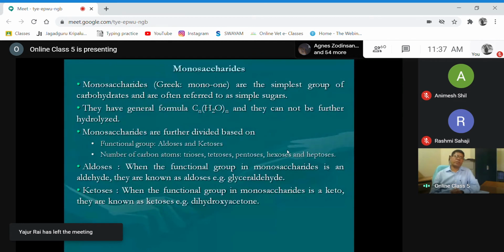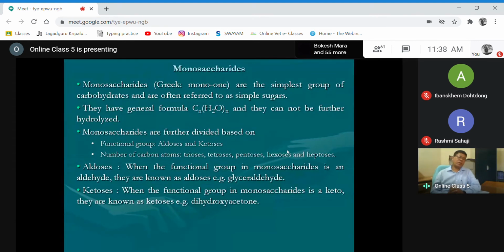based on the functional group. In the definition we have said that they may contain two types of functional group. One is the aldoses, and another one is the ketoses. Those monosaccharides which have the aldehyde functional group are called aldoses, and those which have the keto functional group are called ketoses. So based on the functional group, they are classified as aldoses or ketoses.